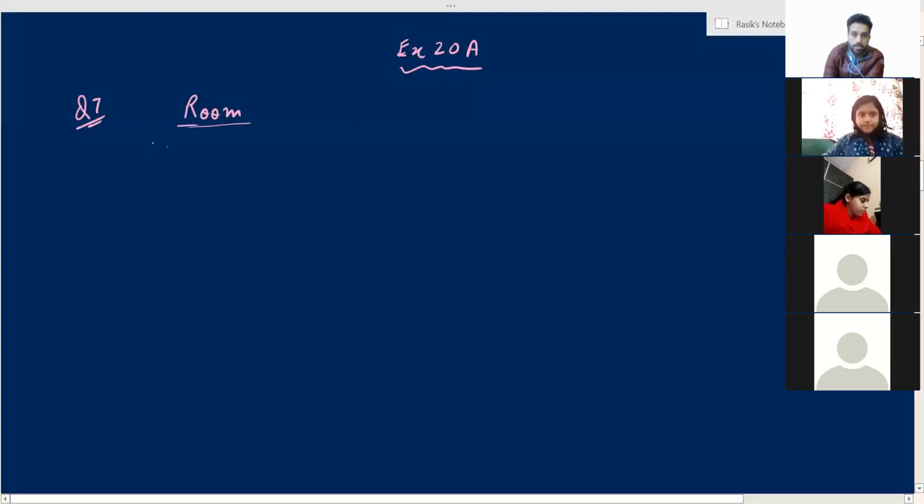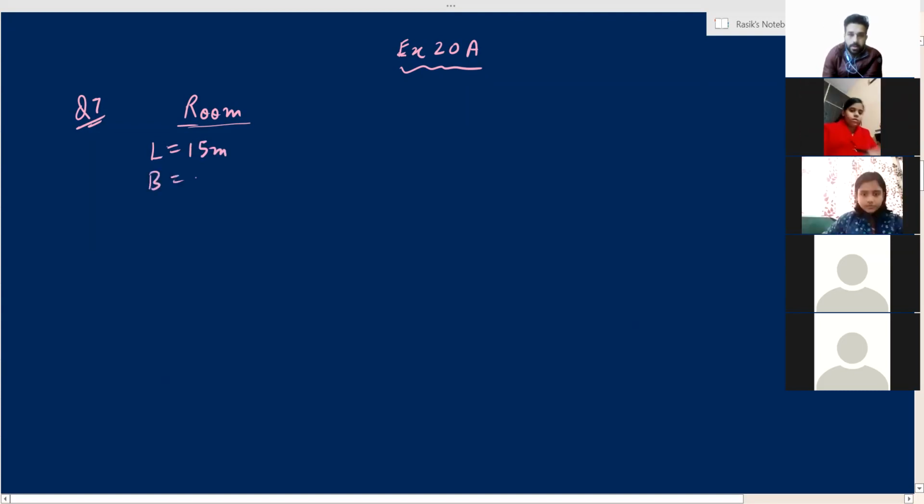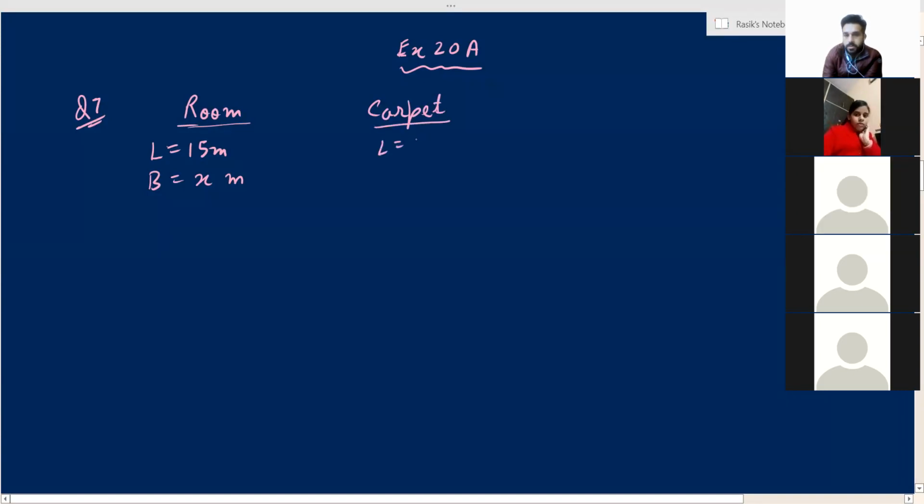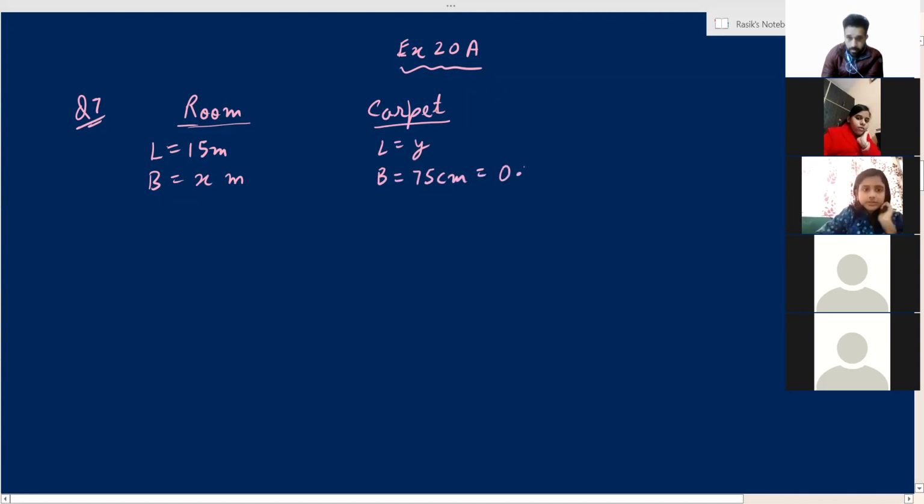So the dimensions of the room: the cost of carpeting a room 15 meter long. The length of the room is given, 15 meters. The breadth of the room is not given. So let the breadth of the room be x meters. And then there is a carpet. Length of the carpet is again not given, let it be y. The width of the carpet is given, 75 centimeters, like the last question, 0.75 meters. Again changing the unit to meters.